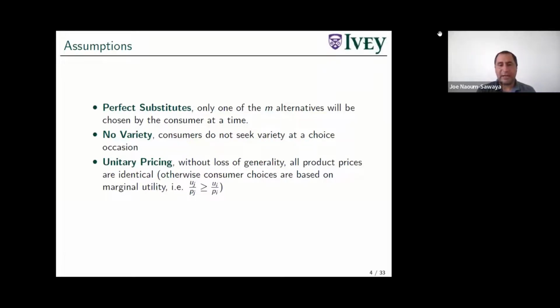The last assumption that I will make, which is not really restrictive in terms of the model itself, is that I'm assuming all the prices are the same, so unitary price. If this is not the case, instead of talking about utility, we can talk about marginal utility, which is just the utility divided by the price. But just for simplicity of notation, we assume that the prices are the same for all these different variations. In that sense, I'm just talking about marginal utility.